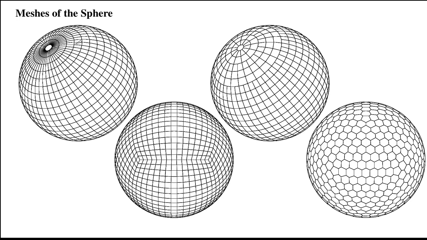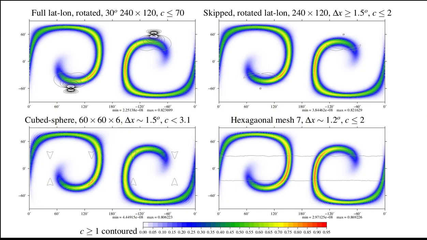I'll show solutions on a variety of meshes of the sphere. Here we have a full latitude-longitude grid, but with a polar cell, and a skipped latitude-longitude grid where resolution is reduced towards the pole, a cubed sphere, and a hexagonal icosahedron. These are the results of the DCMIP test case of deformational flow on the sphere.